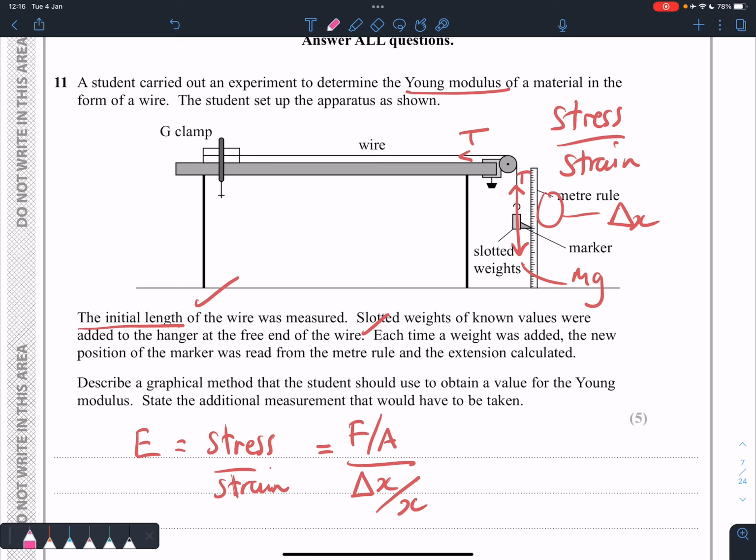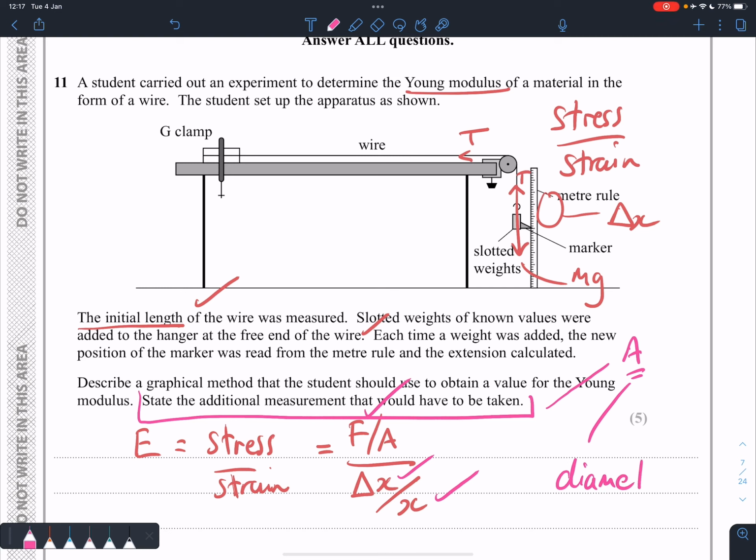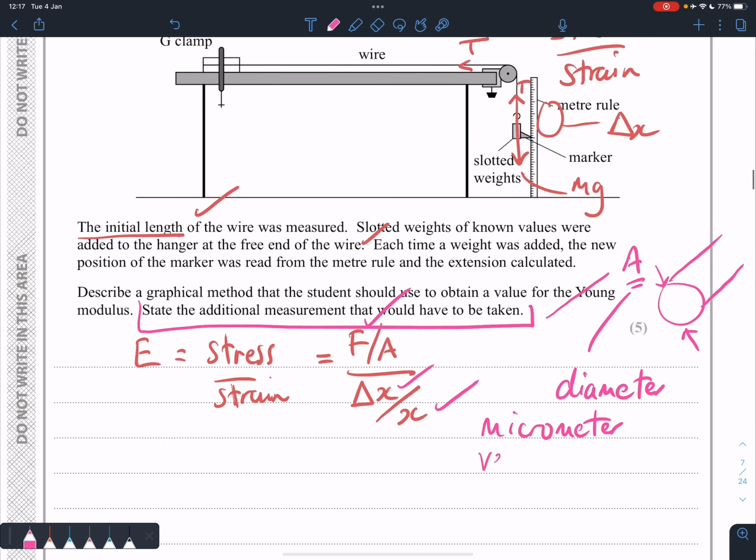So let's look at what we've actually got. Delta x, we've got x, we've got the force. We haven't got the cross-sectional area. So state the additional measurement that would need to be taken, something which gives you the area. What you're probably going to actually measure is the diameter. If you've got a cross-sectional wire here, you measure the diameter with something like a micrometer or a vernier caliper.